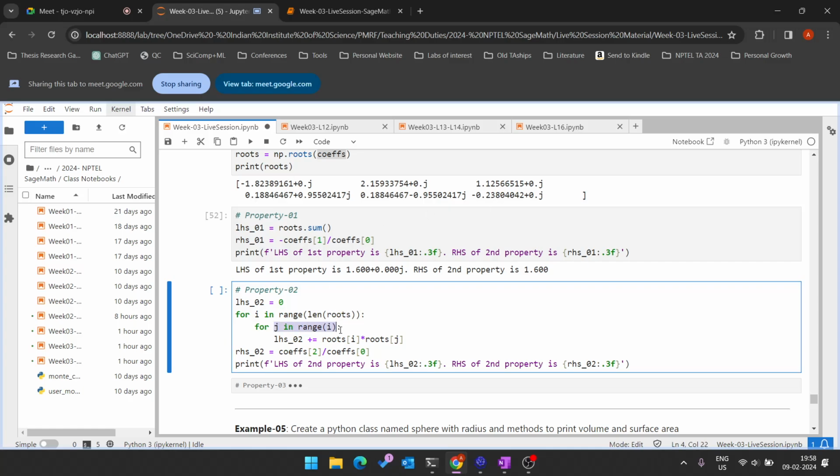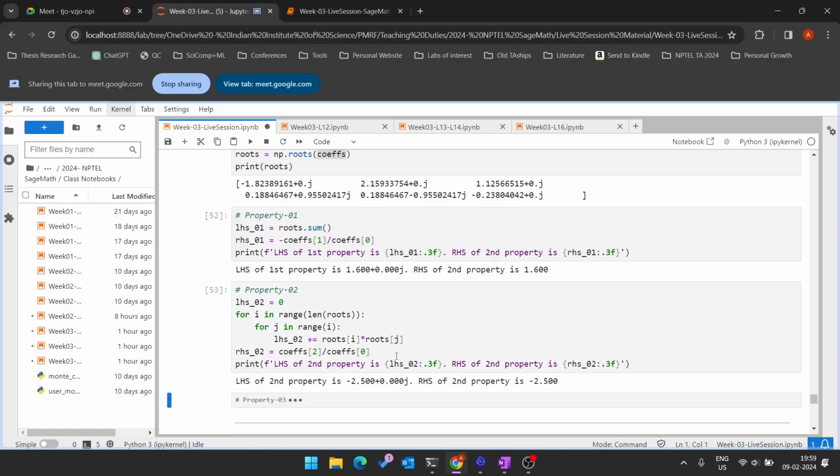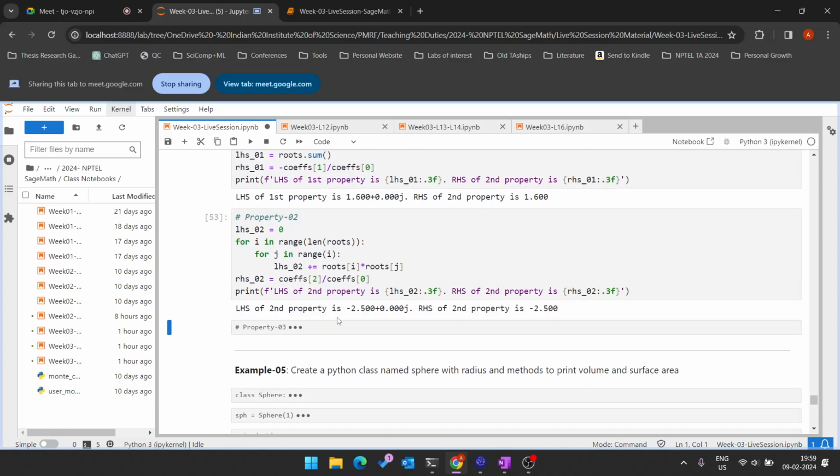whereas j is being restricted. So suppose I have the third root, then I only multiply it with the first and second root. That is how I do it. This is to avoid any duplicate multiplication that may arise, as well as any squaring terms for each root. And then I also write my RHS, and once I run this, you can see that my LHS is minus 2.5 and my RHS is also minus 2.5.